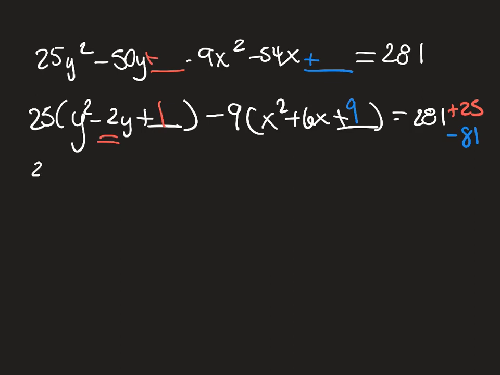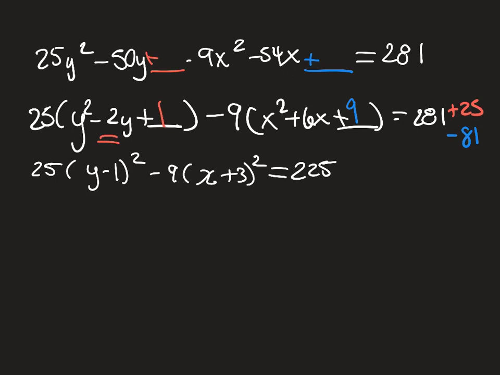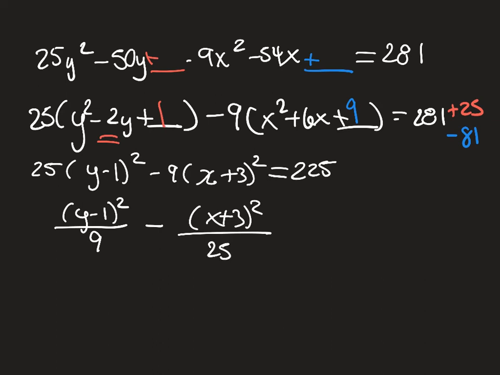So now I'm going to have 25 times (y minus 1) squared minus 9 times (x plus 3) squared equals 225. You've got to divide everything by 225. So you have (y minus 1) squared over 9, since 25 over 225 reduces to 1/9, minus (x plus 3) squared over 25, since 9 over 225 is 25, equals 1. So this is the answer that would have gone on line B.